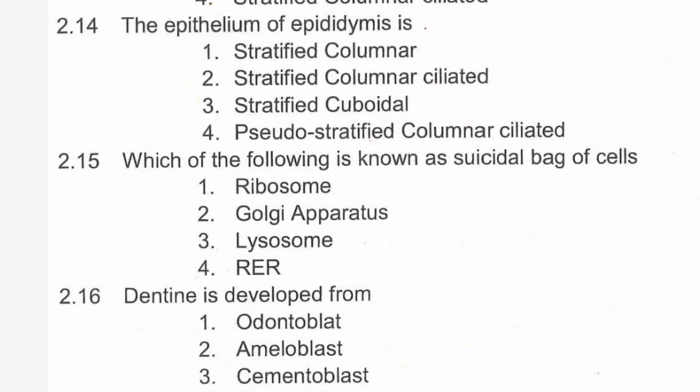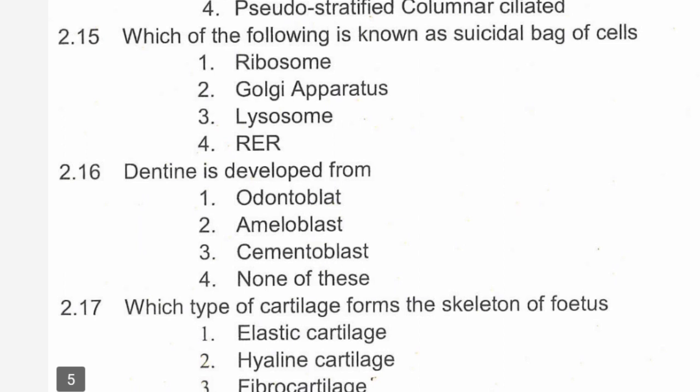Then question number 15 is which of the following is known as suicidal bag of cells. So the options are ribosome, Golgi apparatus, lysosome and rough endoplasmic reticulum. And the answer of this question is option number 3, lysosome. Question number 16 is dentine is developed from. Options are odontoblast, ameloblast, cementoblast, none of these. And the answer of this question is option number 1, odontoblast.